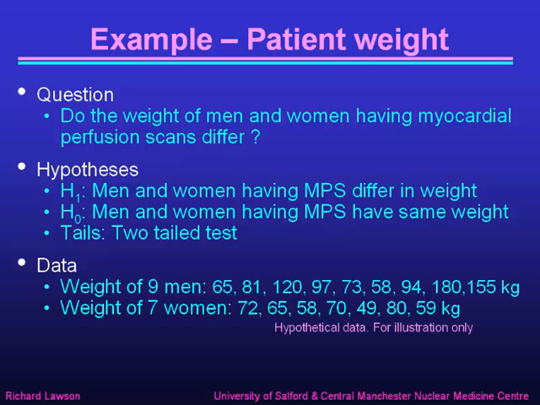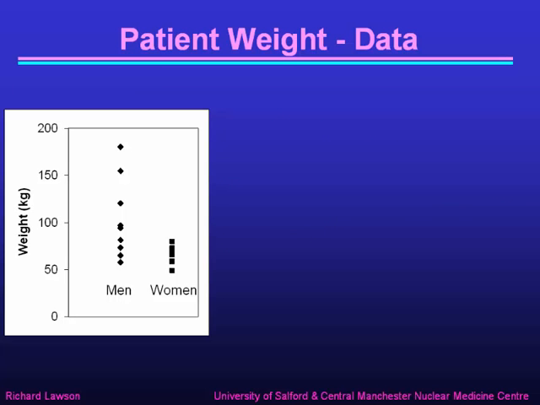So here's some data on the weight of 9 men in kilograms and 7 women in kilograms. This is hypothetical data that I've made up just for the purposes of illustration. Here is the data graphically. Weight is shown in the vertical scale, and the diamonds show the weights of the men and squares show the weights of the women. Well, looking at it like that, you might say, well, clearly the men are heavier than the women, but we can't just take it for granted. We have to demonstrate it statistically.